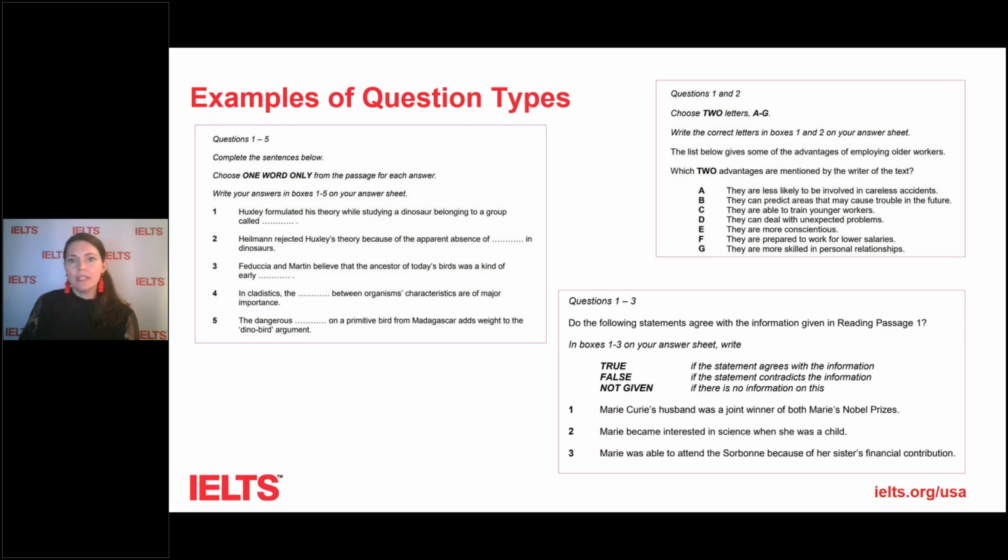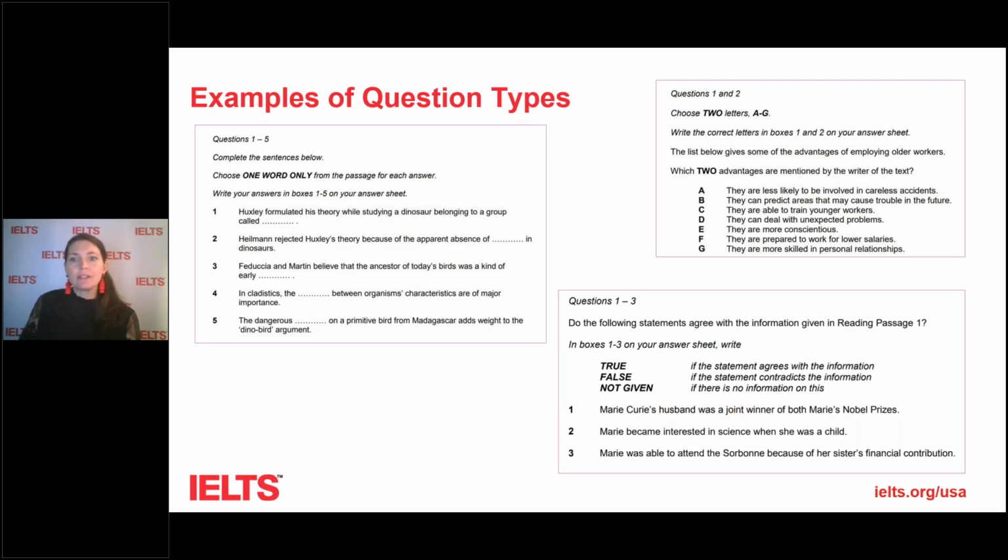Another type that we have here is true, false, not given. So here you're looking for factual information that's found in the passage. So if you know about the topic, it's important that you kind of forget what you know. You're specifically looking for information that's found in that passage. If it's true, then it means that the statement agrees with the information found in the passage. If it's false, it means that the statement contradicts or goes against the information. And if it's not given, it means that there's no information on this. So based on the passage, you can't answer that.